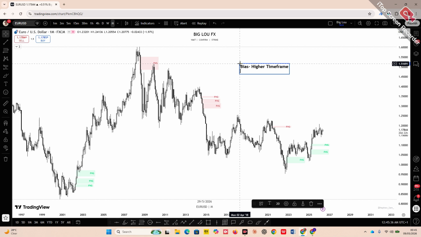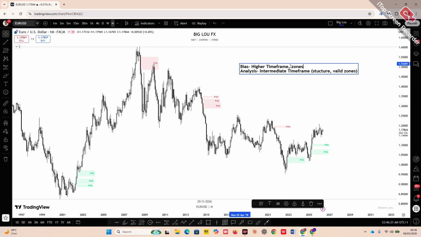After the bias, we have the analysis. The analysis is the intermediate time frame. The intermediate time frame is for the analysis. This is where you mark. This analysis includes where you mark your structure and where you mark your valid POIs. Let me just say valid zones in the market. Higher time frame, you can use it for bias and also use it to mark zones.